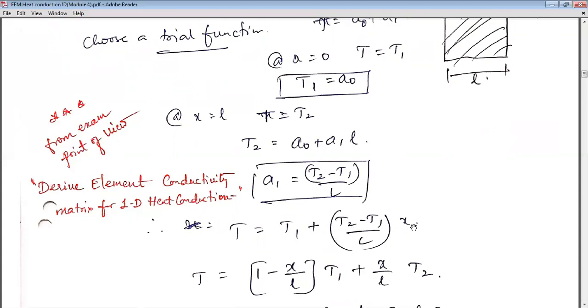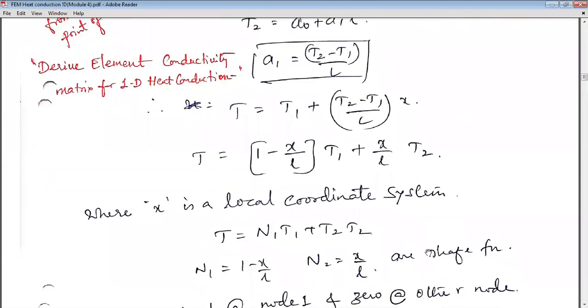To do inside, bring the X here. So it is as similar to your structural problem, the expression: (1 minus X by L) into T1 plus (X by L) into T2, where X is nothing but the local coordinate system. So you will be having this expression N1 T1 plus, please make this correction. It is N2 T2, not T2 T2. Please take a look at it. There is a small mistake, sorry for it. So it is N1 T1 plus N2 T2.